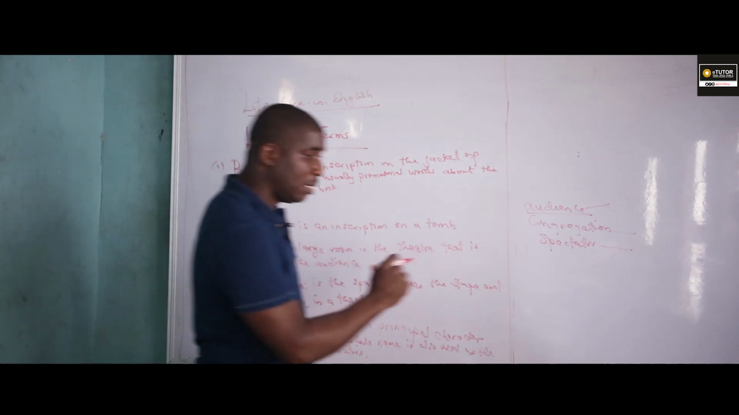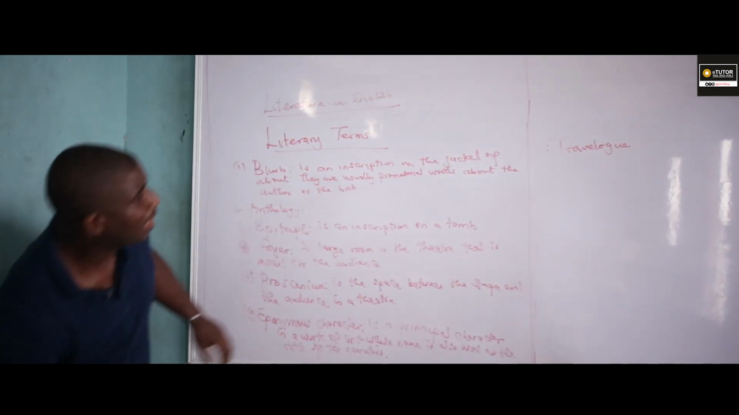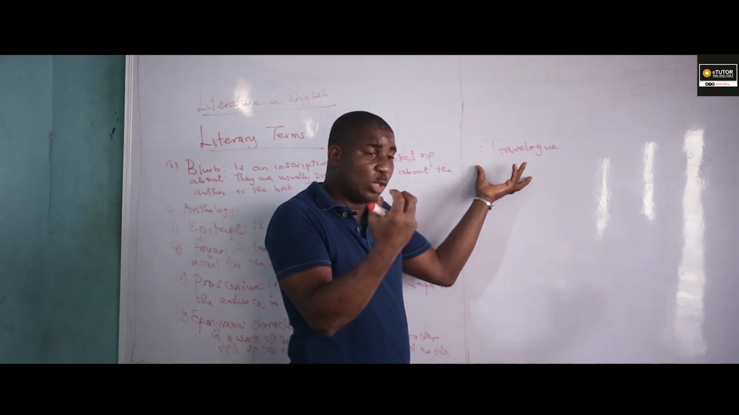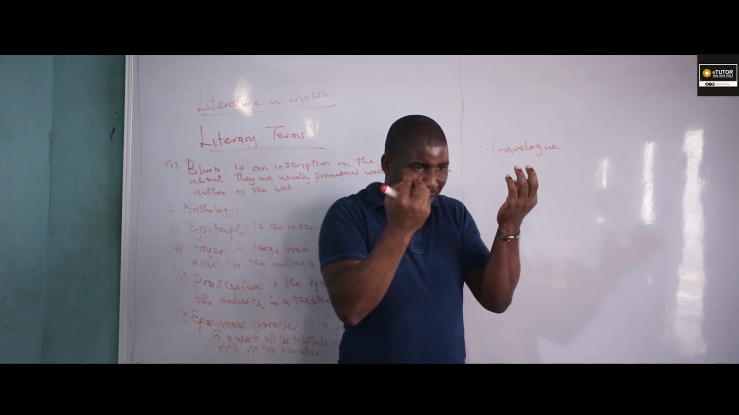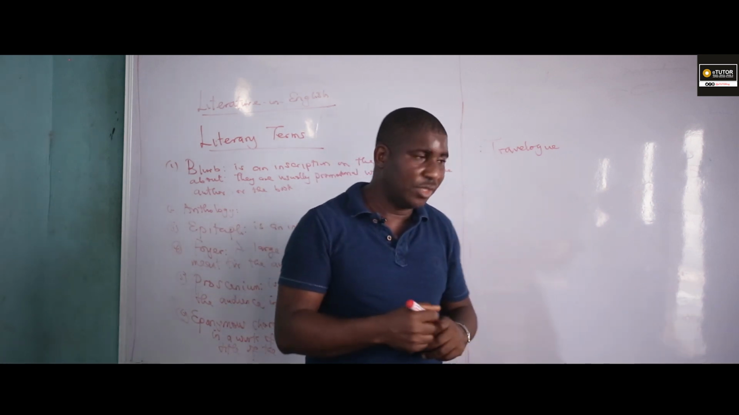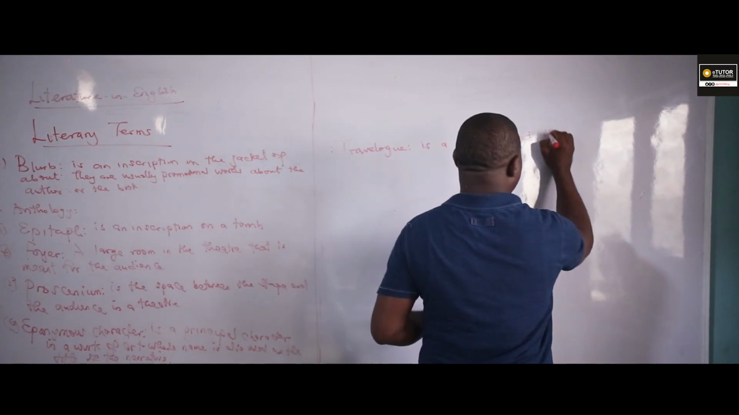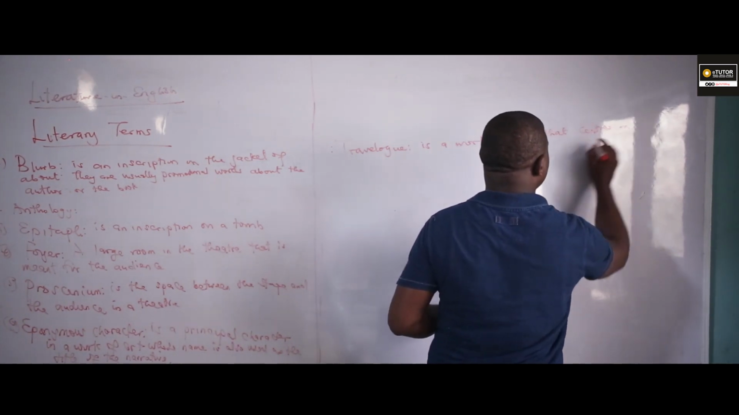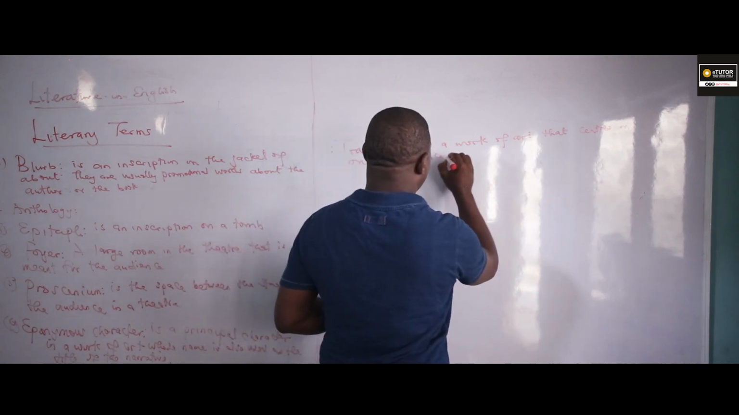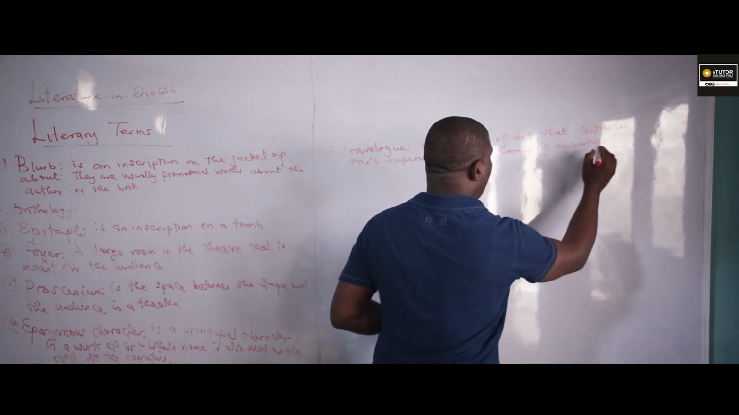Okay. Now, another literary term is travelogue. What do we mean by travelogue? Travelogue is a work of art that centers on one's traveling experience. That is your experience, the experience you gather in the course of embarking on a journey. So travelogue is a work of art that centers on one's experience in the course of embarking on a journey.